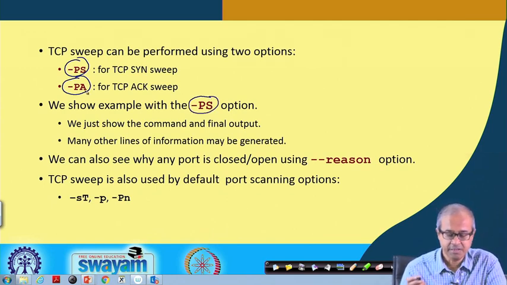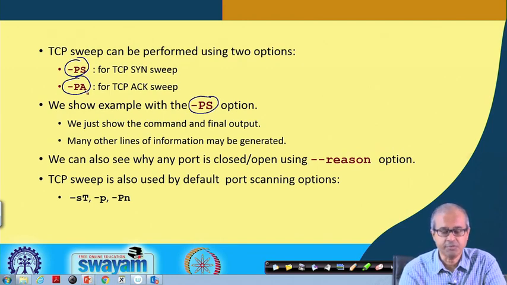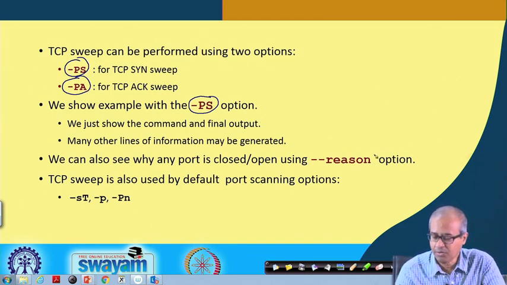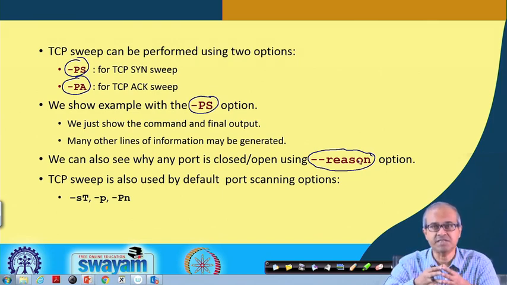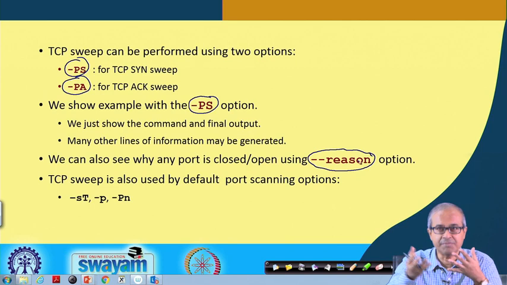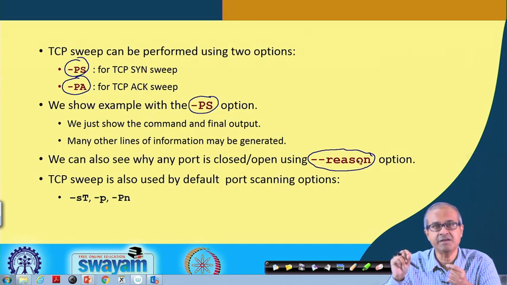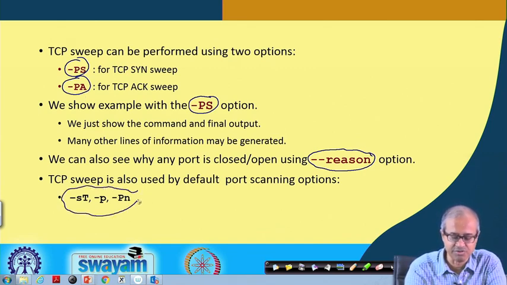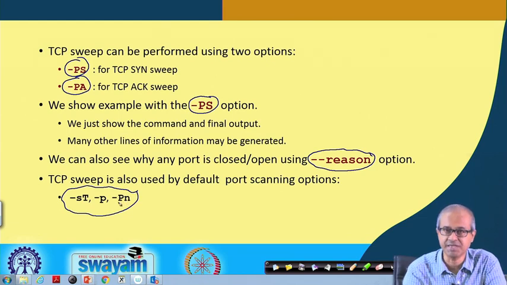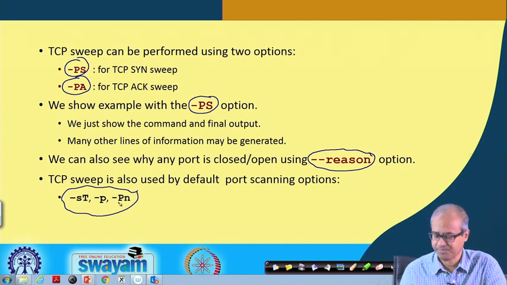So, there is another thing to note. When you give these commands, you can also specify an option minus reason. This option will give you some kind of justification for why some conclusion is being drawn that a port is open or closed. Now, TCP sweep is not used only for minus PS and minus PA. There are other options also like ST, minus P, minus PN. Here also this TCP sweep kind of host discovery option is used.